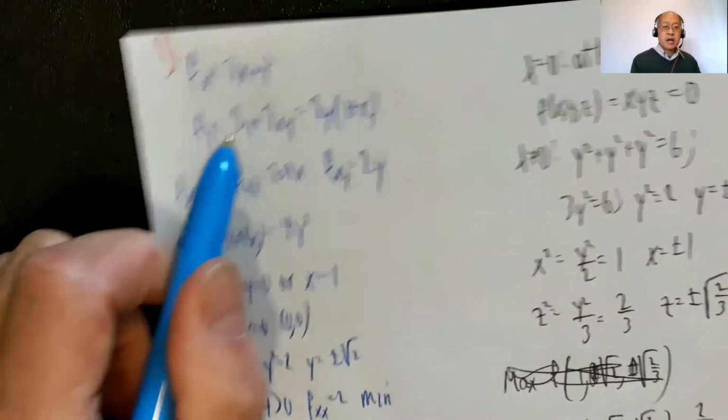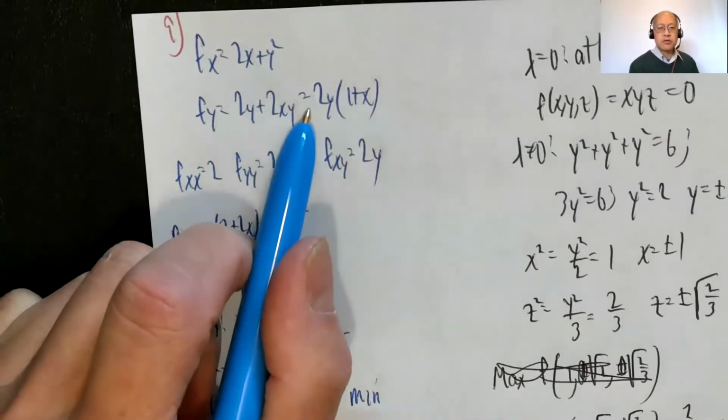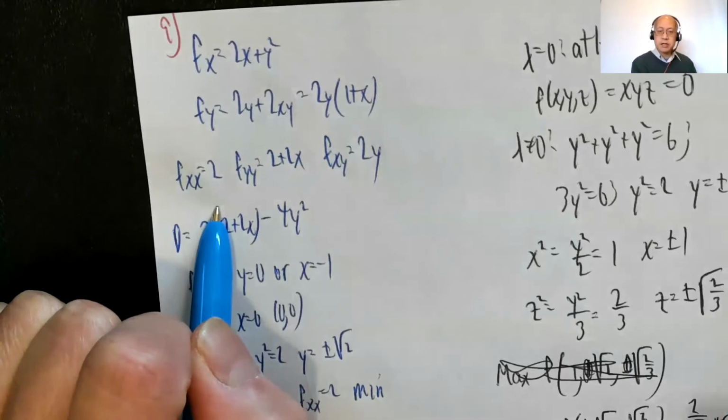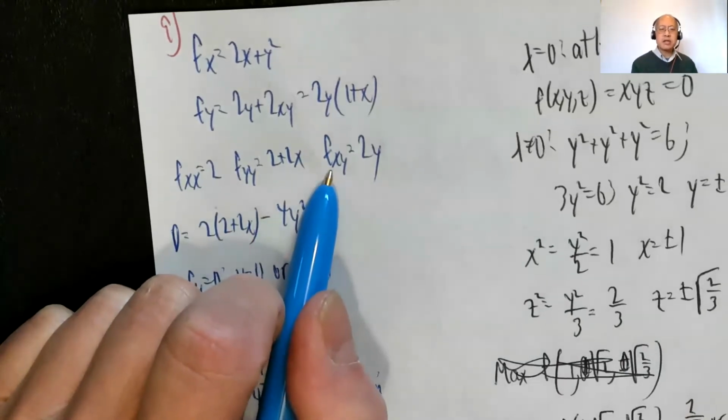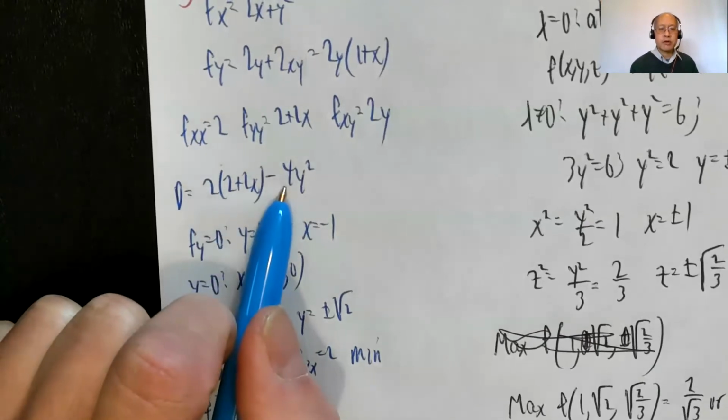Number 9, f(x, y) is 2y plus 2x plus y squared. Fy is 2y plus 2xy, which factors into 2y times (1 plus x). Fxx is 2. Fyy is 2 plus 2x. Fxy is 2y. The big D is 2 times (2 plus 2x) minus 4y squared.